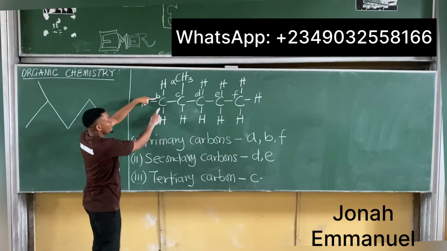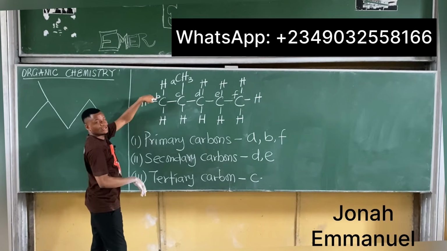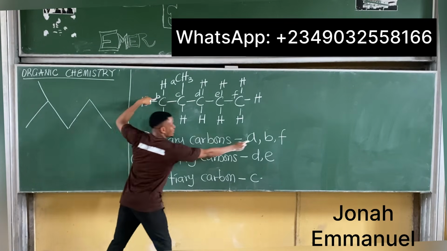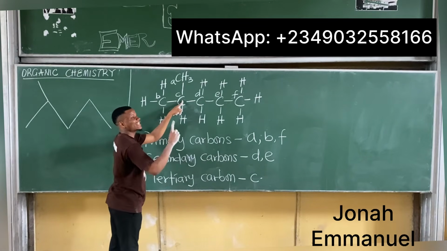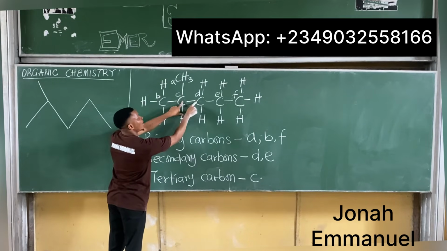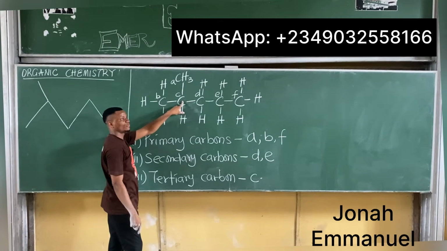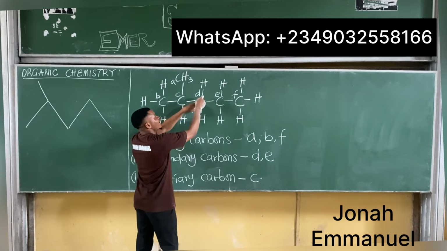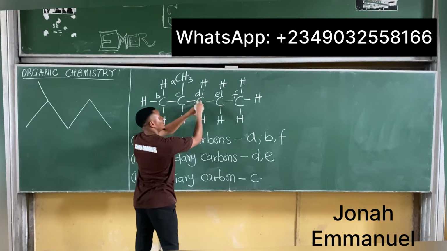Come to B. B has just one attachment. These ones are hydrogen. They don't count. So it's just one attachment. B is primary. Come to C. C has three attachments aside from the hydrogen. So aside from hydrogen here, C has 1, 2, and 3. So it becomes a tertiary carbon. That's simple. Come to D. D, aside from the hydrogen, has only 2 attachments.